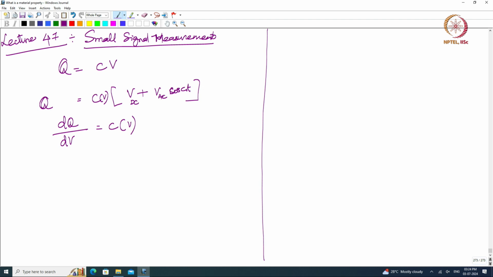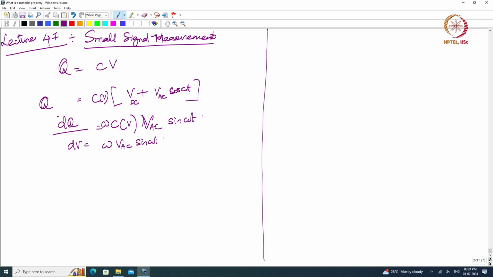Now, I am supposed to do this ideally. Let us see dq. dq is C of V times omega times VAC sin omega t. This is what I should measure, and dV I know what it is. So, dV is equal to omega VAC sin omega t.